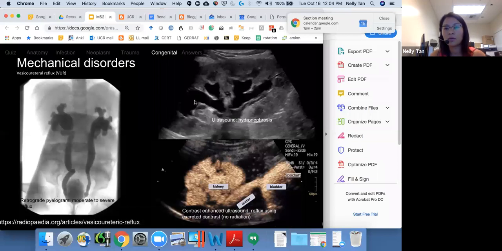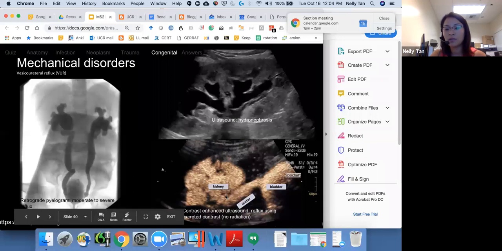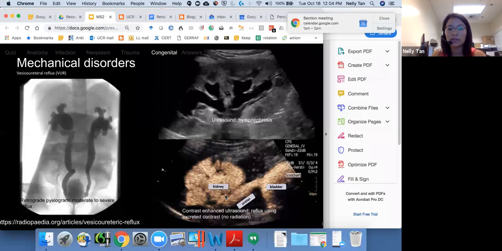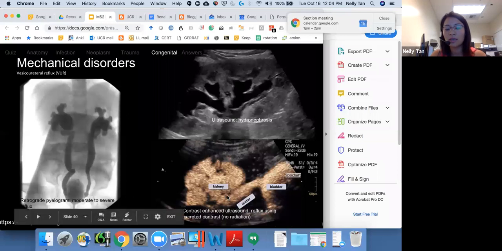Reflux mechanical disorder here is an example of hydronephrosis, which we saw previously. In children now, contrast enhanced ultrasound is becoming really popular. The contrast in ultrasound is CO2, and this is really great because you just breathe out CO2. It's great for children because you don't have to worry about renal damage, and you can keep administering as much as you want because the patients just breathe it out. It's part of our normal system.